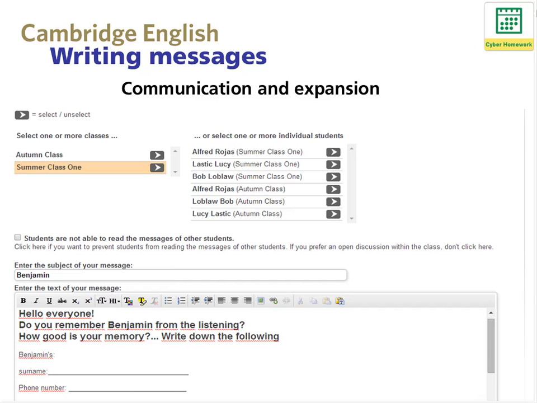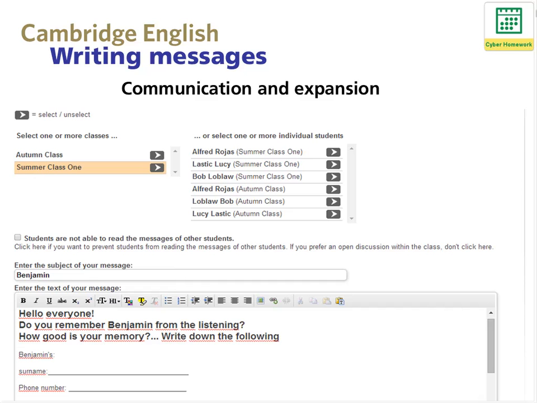You can also have a class expansion here. You can choose to write messages to students about, I don't know, an activity they previously had. For example, this one that I chose to write, which is, do you remember Benjamin from the listening? That was the boy we saw in the picture. And it's, how good is your memory? Write down the following. So the idea here is that they will complete similar pieces of information. You can add a little bit more, but students would be able to resort to that information they have previously acquired and practiced, so they could really move on faster here.